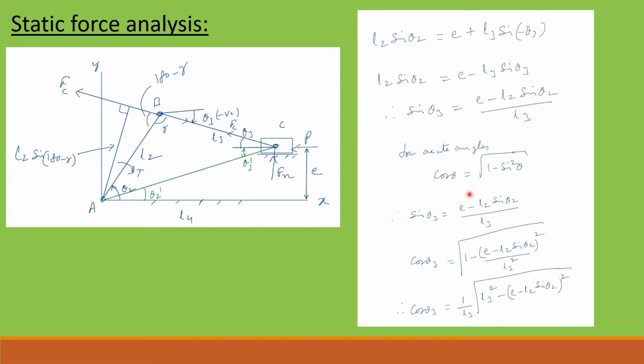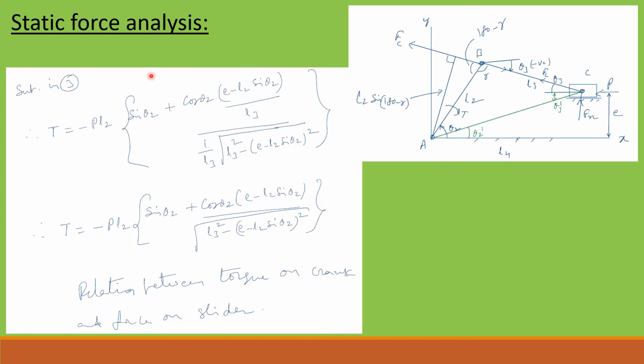For acute angles, cos theta can be written as square root of 1 minus sin square theta. Again we write sin theta 3 equal to E minus L2 sin theta 2 divided by L3. So cos theta 3 is square root of 1 minus sin square theta 3. That can be written as 1 minus E minus L2 sin theta 2 whole square divided by L3 square. So that will become cos theta 3 equal to 1 by L3 square root of L3 square minus E minus L2 sin theta 2 square.